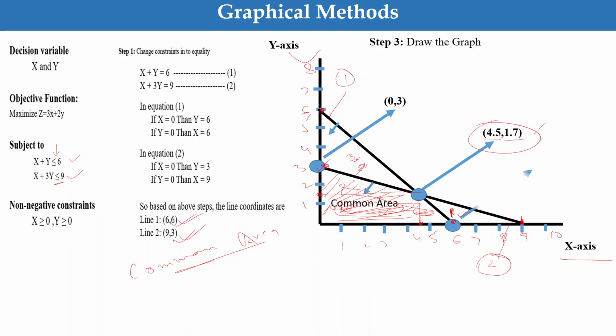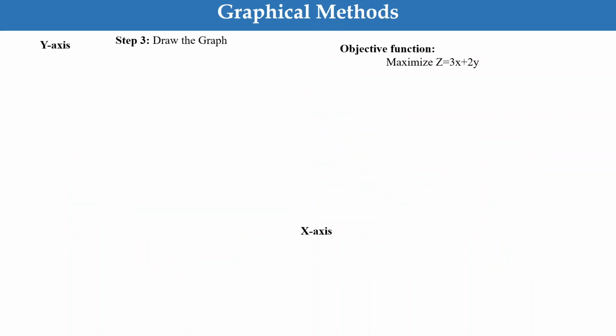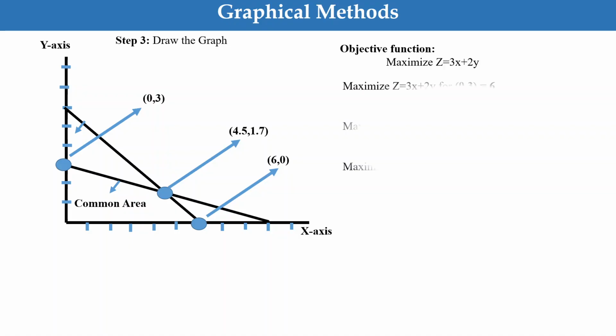And the third one is the one in which x is 6 and y is 0. So now we have three constraints in this, right? So what we did, after getting the coordinates of the lines, is draw the graph, find the common area, and find the coordinates of the intersection points in the common area, right? Now once we have these coordinates, 1, 2 and 3, it means we have three solutions for this particular problem, right?